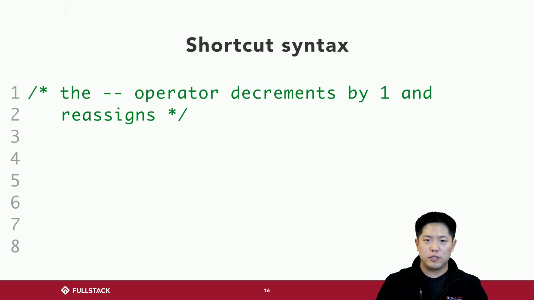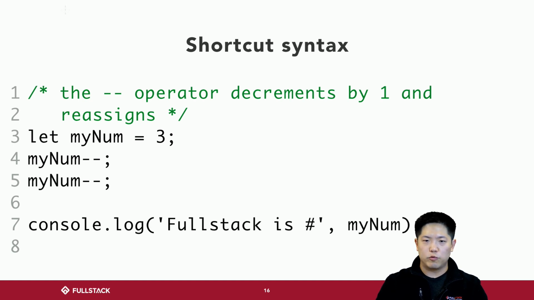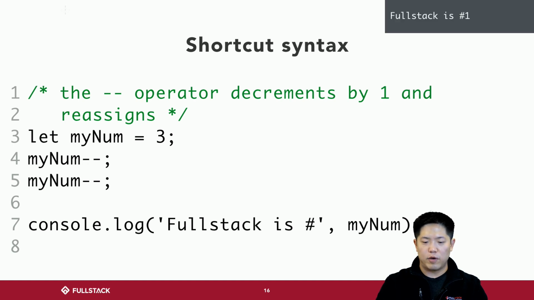The minus minus is just the inverse of the plus plus operator. It decrements by 1 and reassigns. We say let myNum be assigned 3. myNum minus minus, here myNum will be equal to 2. myNum minus minus, myNum will be equal to 1. And then we do "full stack is number" and myNum, and we get "full stack is number 1".